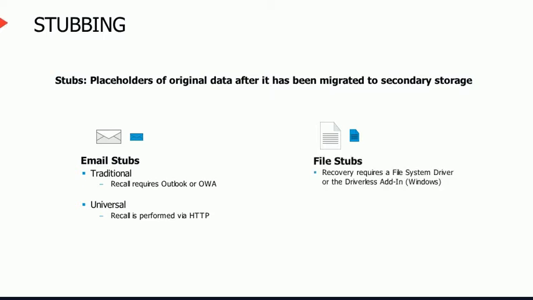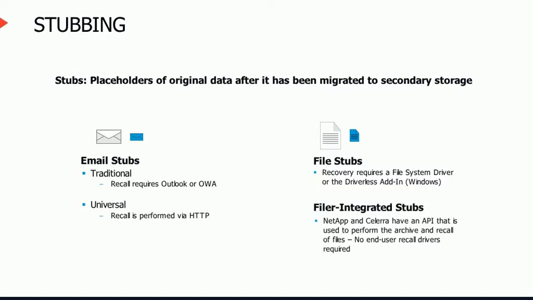For file objects, file stubs are left in place of the original file. File recovery requires either a file system driver or a driverless Windows Explorer add-in, which we'll cover momentarily. For data that originates on certain network-attached storage filers, including NetApp and Celerra devices, these filers have an API that is used to perform the archive and recall of files. This delivers the benefit that no end-user recall drivers are required.